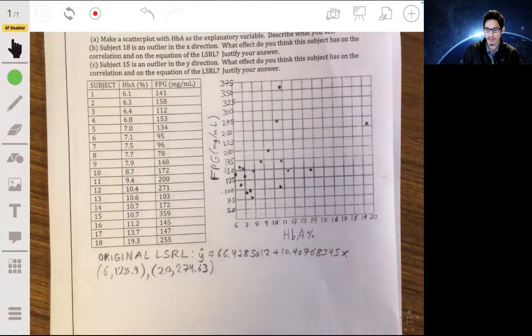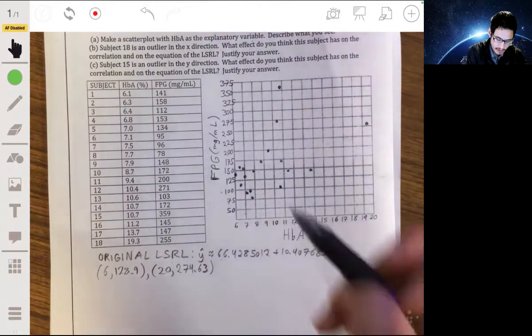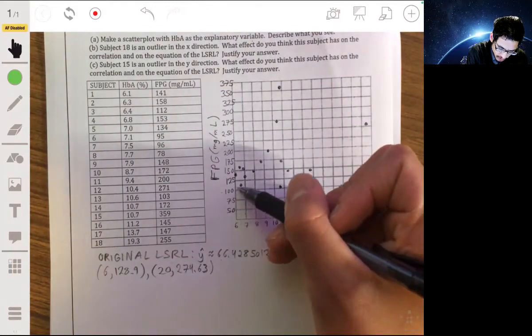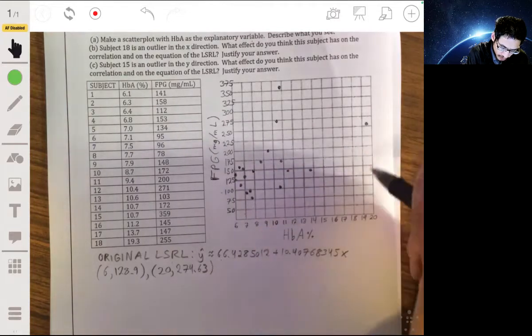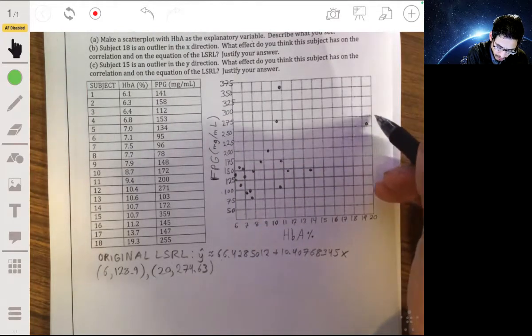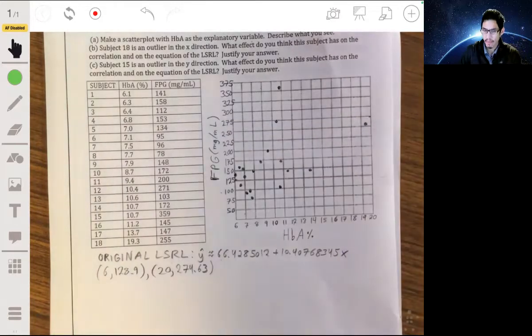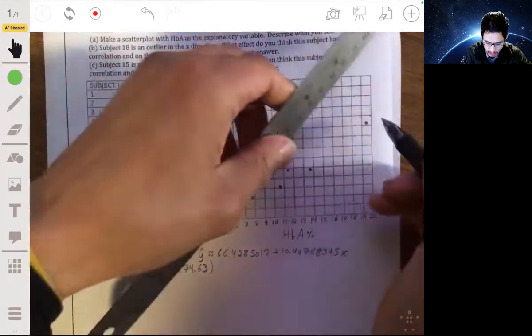So it goes through those 2 points, so I just need to have little markings there. 6, about 128.9, so maybe something like here. And then 20, 274, maybe on here. It's 275. Plot this line.